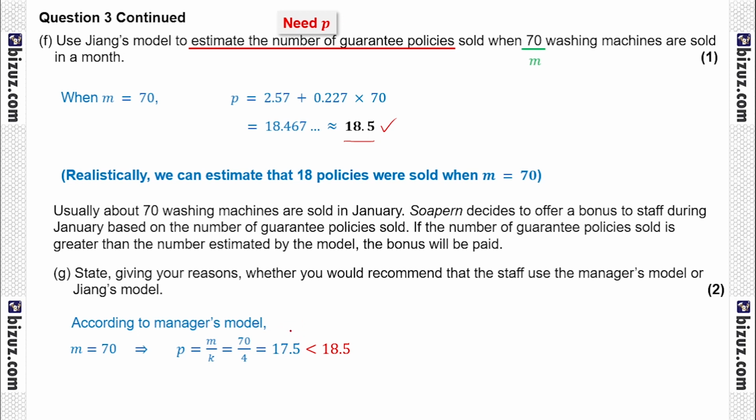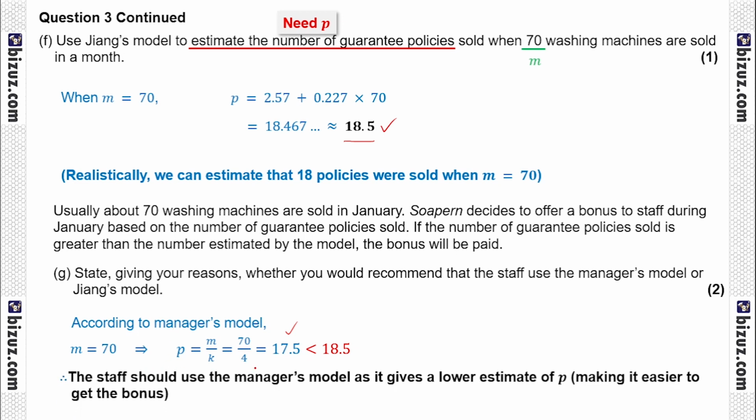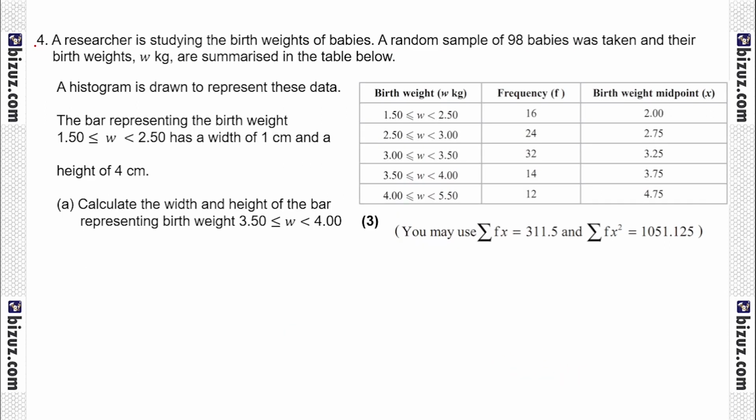So if the number from the model is smaller, then the staff is more likely to get the bonus. So 17.5 is the better value here to get the bonus. So the manager's model is the correct answer here. The staff should use the manager's model as it gives a lower estimate of P, making it easier to get the bonus. Moving on to question number 4.